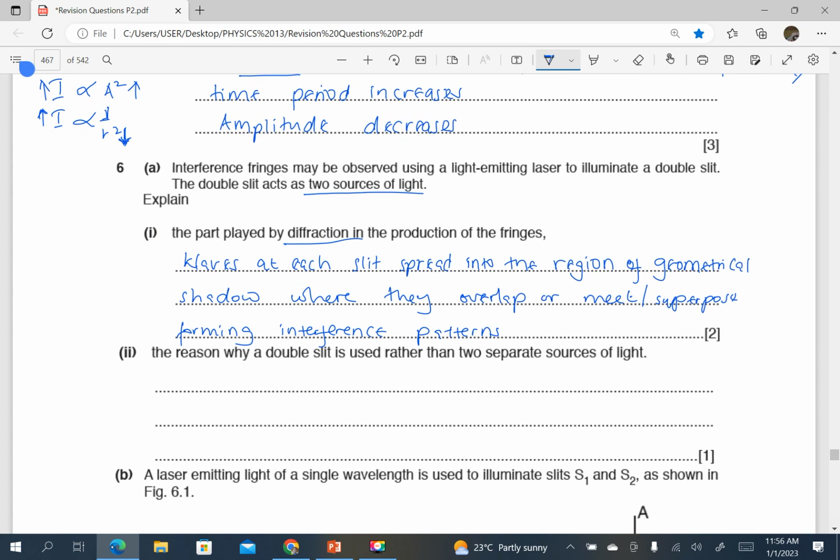Then explain the reason why a double slit is used rather than two separate sources of light. A double slit would mean that the same source of light is used, but the waves just split at the double slits. But using two separate sources of light would mean there is a possibility that the light sources are not coherent. It is impossible to have two separate or independent coherent sources of light. So we can say light waves from a double slit are coherent.